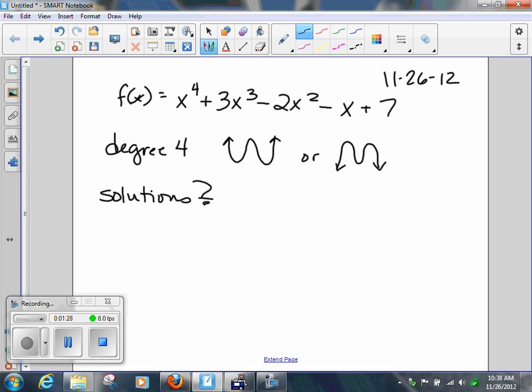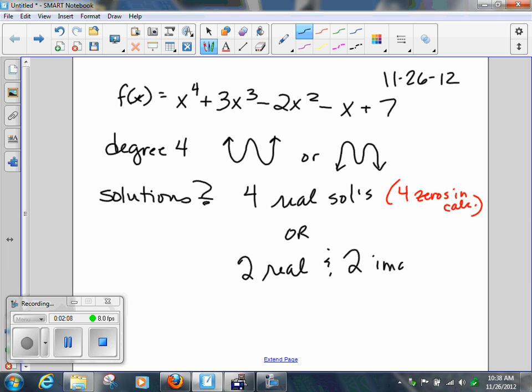It could have, because there are some options, it could have 4 whats? 4 real solutions. This is what I was looking for. It could have 4 real solutions, meaning there will be 4 whats on your calculator? 4 x-intercepts, 4 zeros. Or, this is what I had to take points off some of you. What's the other option? 2 real and 2 imaginary.